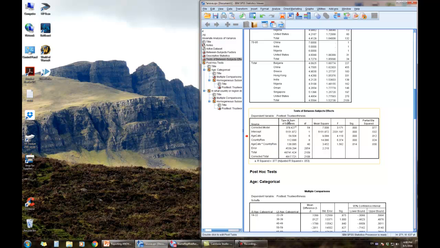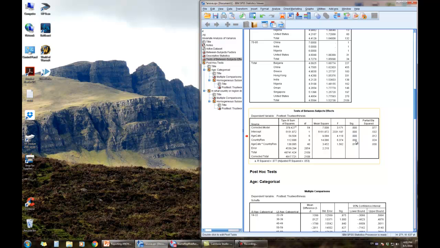Now, you can ignore this second and this fourth column. This is SPSS just showing its work again. Now, the degrees of freedom, as well as the F and the partial eta, are important, but we'll come back to them. For now, let's just focus on our significance column. So you can ignore the corrected model row and the intercept. Again, this is SPSS just showing its work.